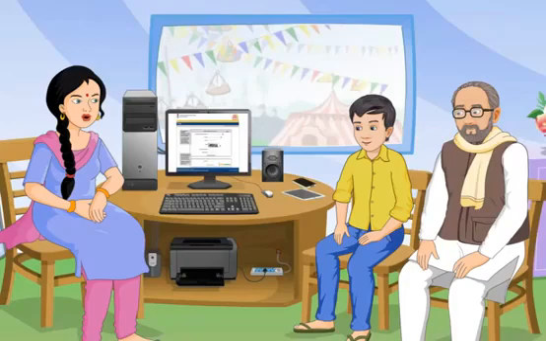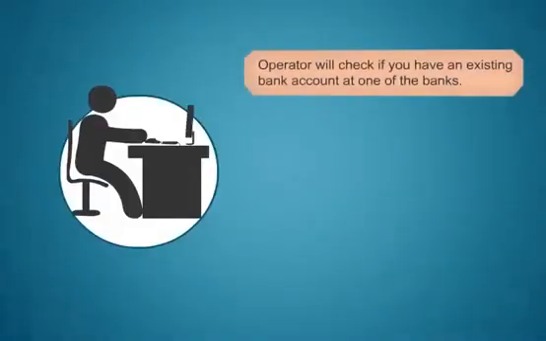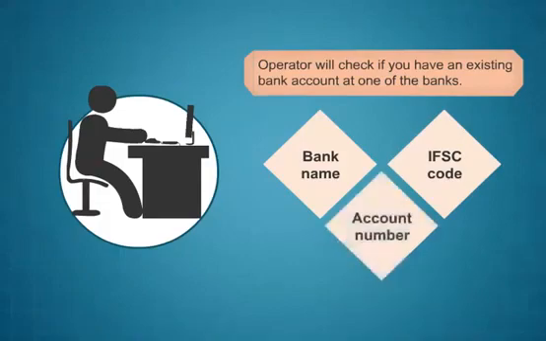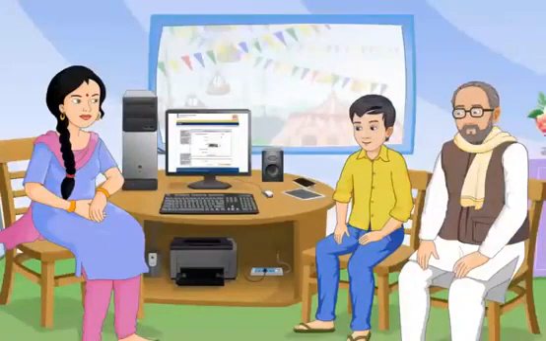If you agree to be part of the scheme of financial inclusion, then the operator will check if you have an existing bank account at one of the banks. If you already have a bank account in one of the scheduled commercial banks, the operator should capture the required account details such as bank name, IFSC code and account number. In case you want to open a new account, the operator will mention the same in the enrollment software. An account will then be opened for you in future.